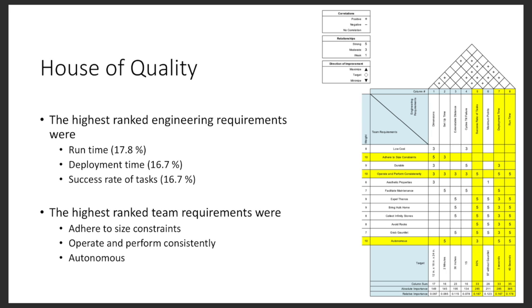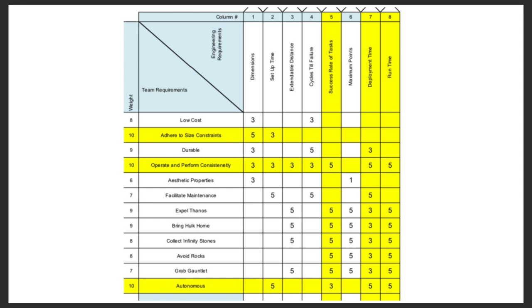The highest ranked team requirements were adhere to size constraints, operate and perform consistently, and to run autonomously. Some of the notable engineering requirements are runtime with the highest rank of 17.8%, deployment time at 16.7%, and success rate of tasks also at 16.7%. Zooming in on the House of Quality, you can see the full list of team requirements and engineering requirements. The columns and rows highlighted are the highest ranked requirements.